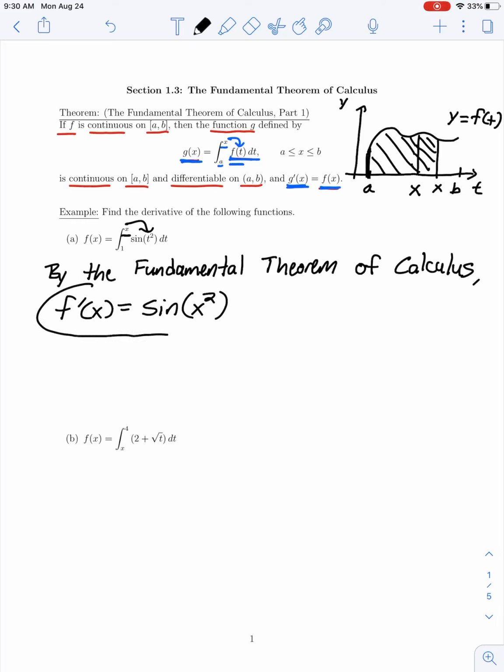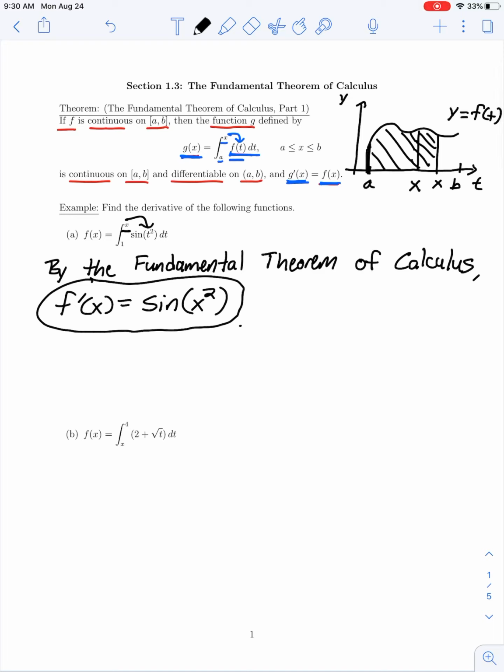So this would be the derivative of that function. So let's look at another one that's maybe not quite so straightforward. So in our part B, we have the function f of x, which is the integral from x to 4 of 2 plus the square root of t with respect to t. So when we look at this one, we see there's a slight problem.